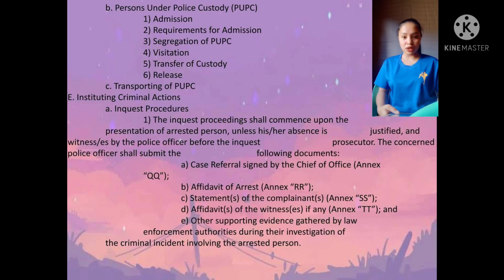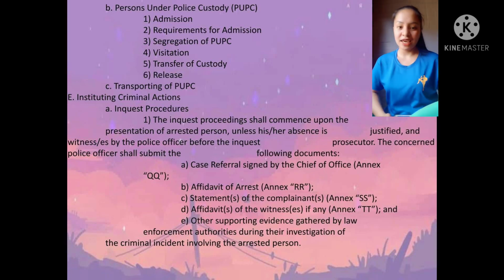So let's review the custodial investigation. Letter A is the duties of the police during custodial investigation. Letter B is the persons under police custody. Letter C is the transporting of person under police custody. So that's for the custodial investigation, which is under the investigation operation. So that is 6.4 custodial investigation.